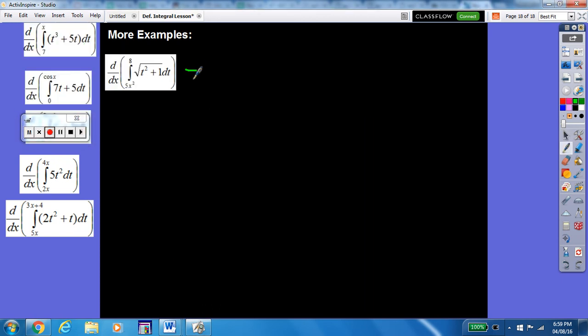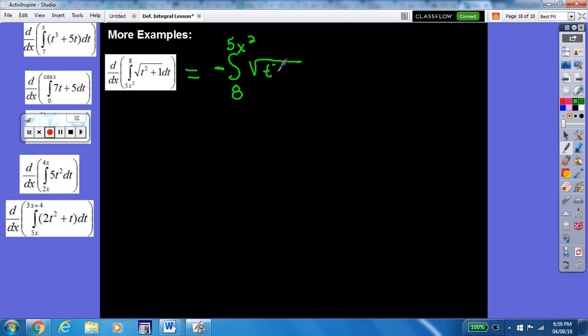Okay, here's another one. If you notice the boundaries, I have the 5x squared on the bottom and the constant on top. So what I'm going to do, just real quick, switch those, and it's just going to change the sign. So when I switch them, I put the 8 on the bottom, the 5x squared on the top, and what I'll do is I'll just put a negative here, so that allows me to switch them, but it changes the sign.